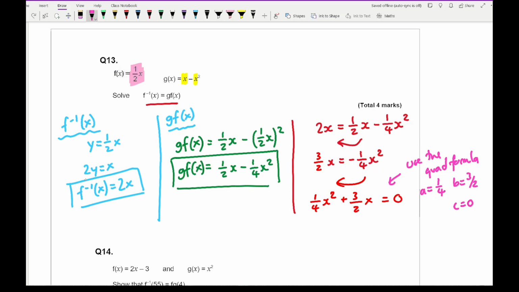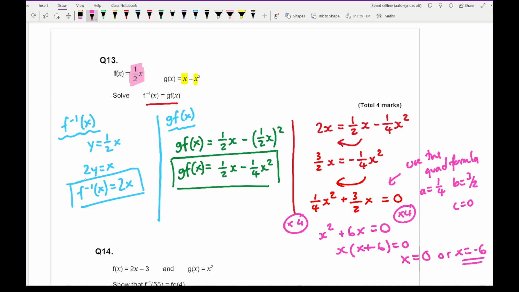Or what you could do is just try and make this easier. If I multiply everything, both sides, by 4, then a quarter times 4 is just 1, 1.5 times 4 is going to give me 6, and 0 times 4 is 0. So from this I can then factorize, equals 0. So then my two solutions are x equals 0 or x equals minus 6. And there are my two answers.